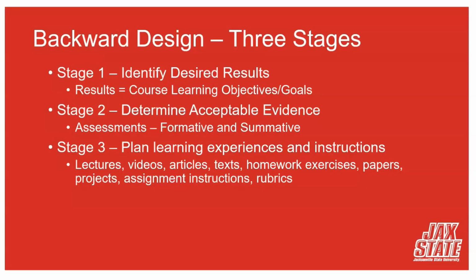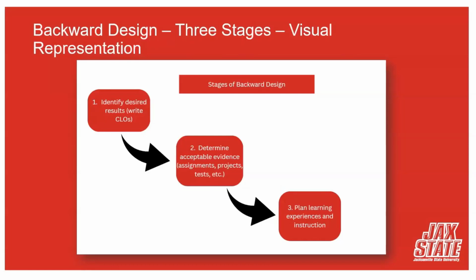And let's look at a visual representation. So here's a visual representation of backward design. So again, stage 1, you identify your results and you write your CLOs. You determine what you will accept as proof that they have accomplished these CLOs: assignments, tests, etc. And then you plan your learning engagement, your experiences, your instruction in step 3.